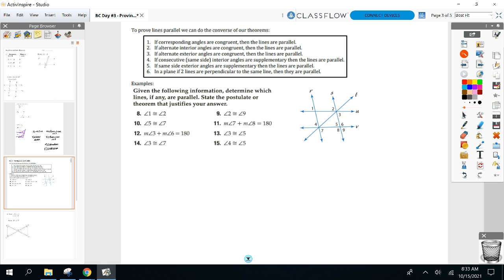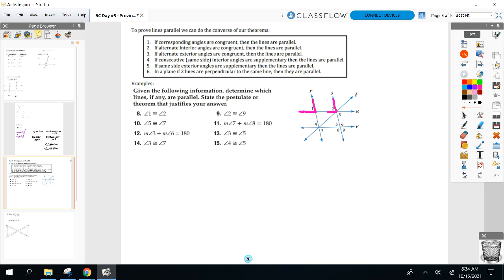So first one, right off the bat, I'm going to tell you angle 1 and angle 2 are congruent. Does that mean any lines are parallel? And if so, which ones and why? So ready, here's what I'm going to do. Here's what I tried to explain to you guys at homework. Where's angle 1? I'm just going to slightly highlight angle 1 and just really lightly highlight angle 2. Do they have a side in common? What line do they have in common?